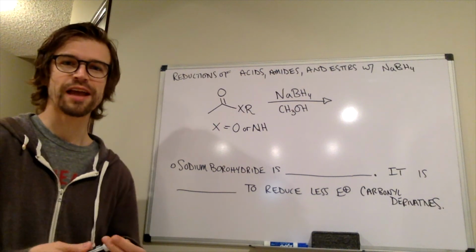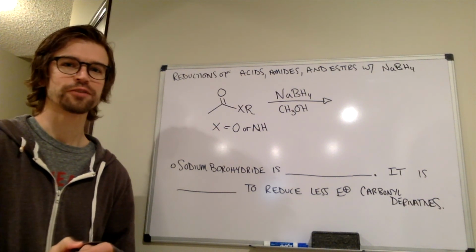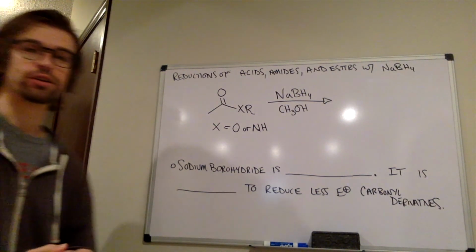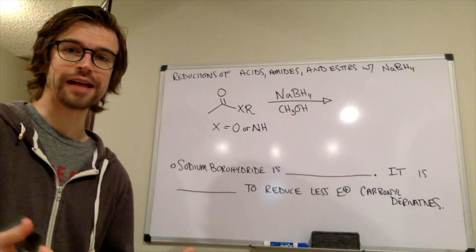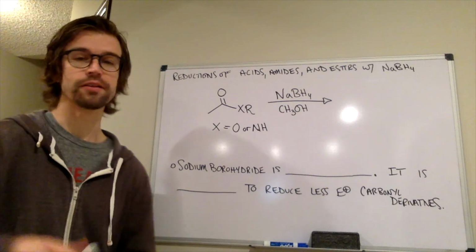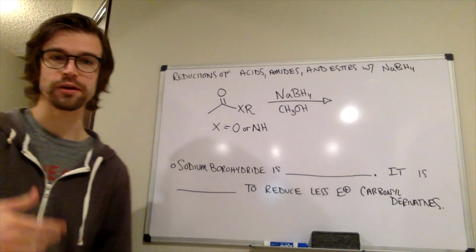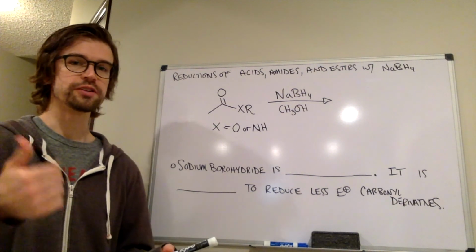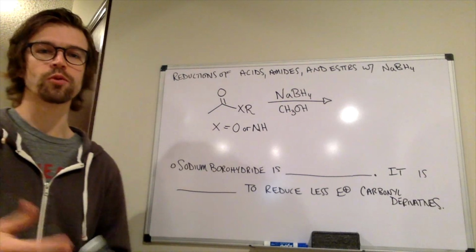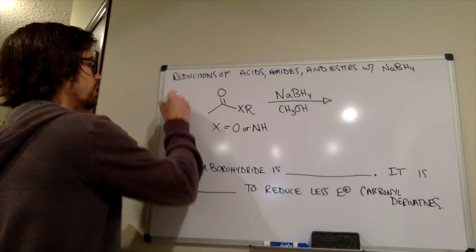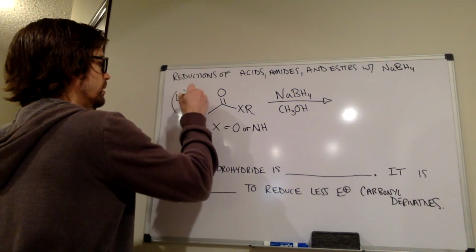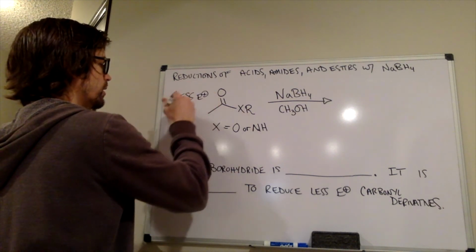All right, so now we're looking at our less electrophilic carbonyl derivatives. So that's our acids, amides, and esters. And the first reducing agent that we talked about with ketones and aldehydes was sodium borohydride. So we're going to look at that with these. And again, these are less electrophilic carbonyls.